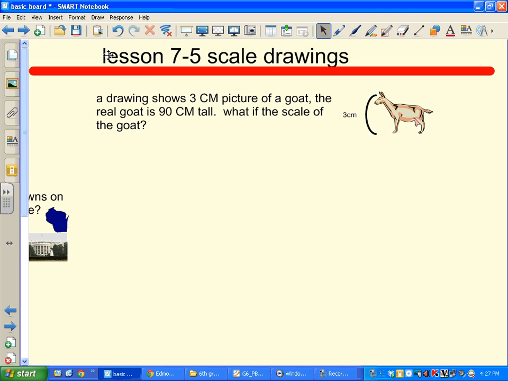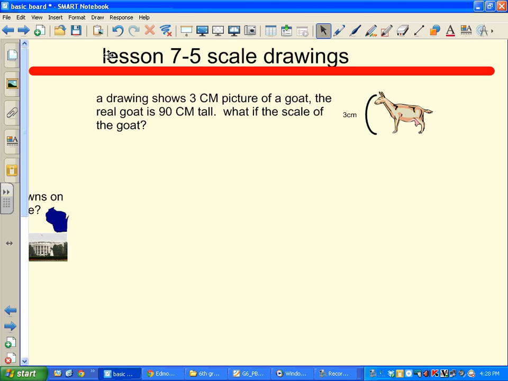All right, ladies and gentlemen, today we're doing lesson 7.5, scale drawings. Now, a scale drawing is basically a drawing done to scale. That means it's an exact copy, but it's 1/2 the size or 1/4 of the size. And really, when we say things like 1/2, 1/4, we're talking ratios.